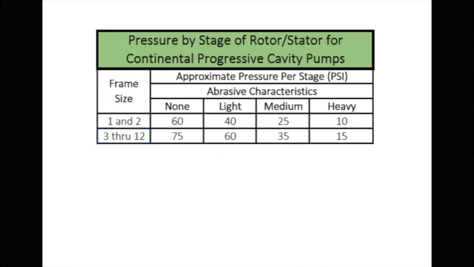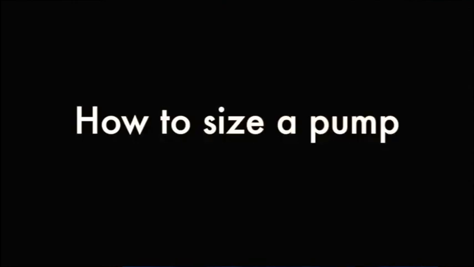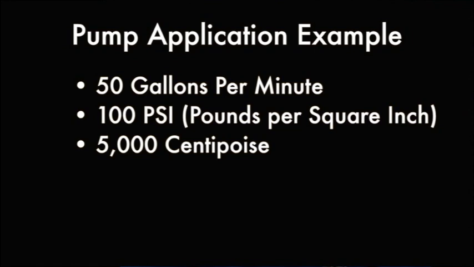The next step is to discuss how to use the performance data sheet. When we do that, I'm basically going to put together a sample, and then we're going to use that sample and walk you through the chart to help you select the proper pump for your application. We're going to use an example where the pump needs to be pumping 50 gallons a minute at 100 PSI with 5,000 centipoise, which is the thickness of the product.